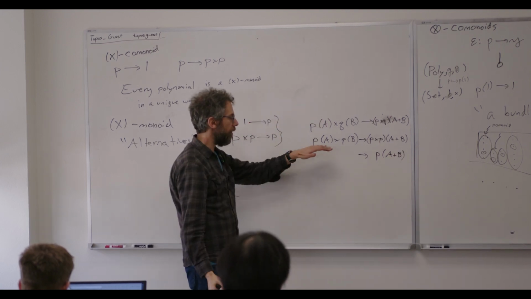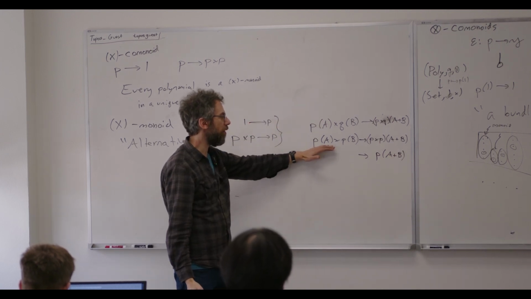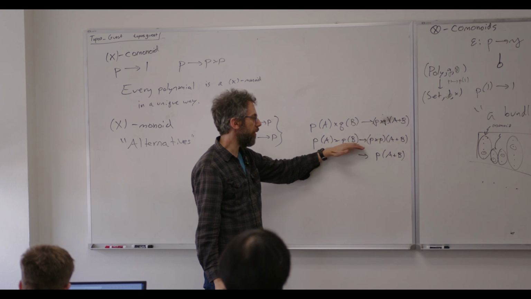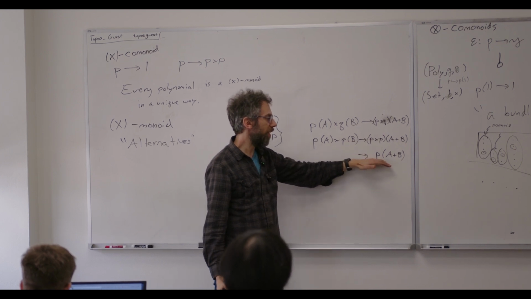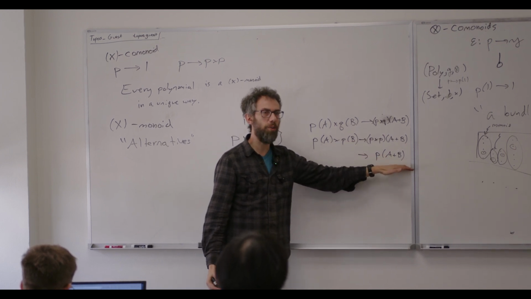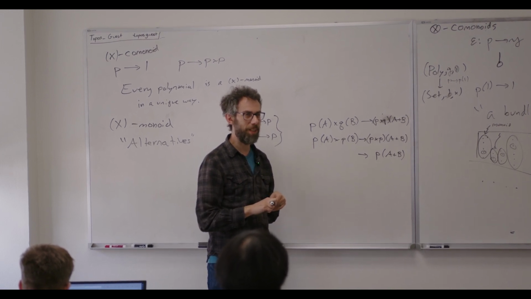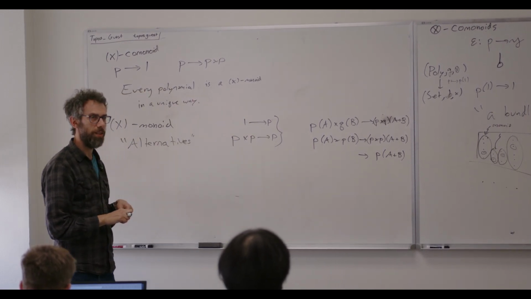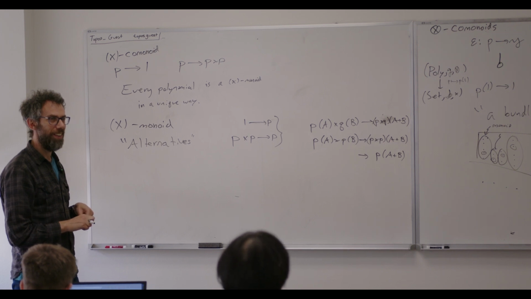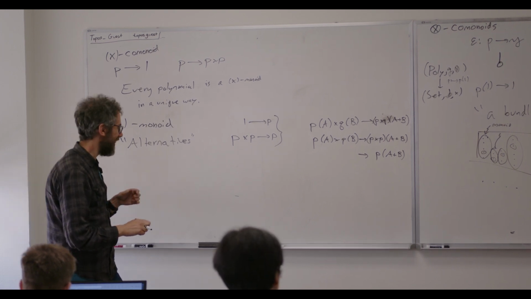So it says, if I have a position of P and for every direction, if I have an element of P of A, an element of P of B, then I have an element of P of either A or B. It's like this alternative thing. Maybe Solomon can give better intuition for why it's called alternative. You've got two alternatives.